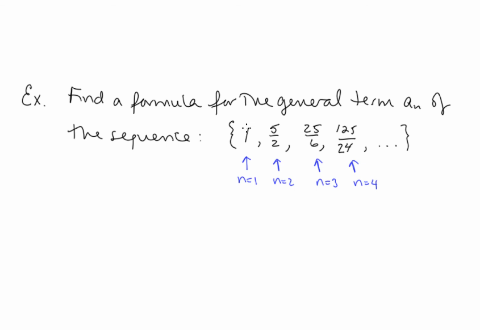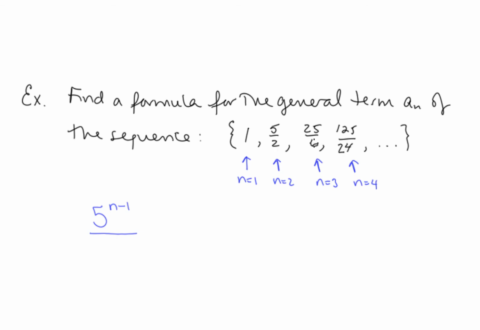Here, probably we're going to have 5 to the 0 then. But we have 5 to the first when n is 2, 5 squared when n is 3, 5 to the third when n is 4. So it looks like in our numerator we're going to have 5 to the n minus 1. And what's in our denominator? We have 2, 6, 24.